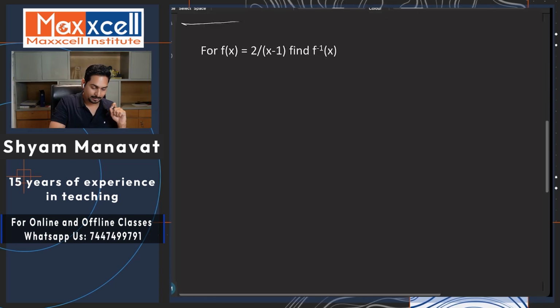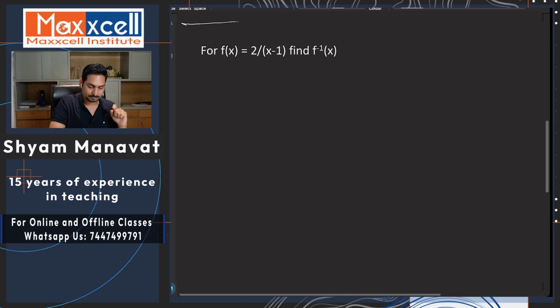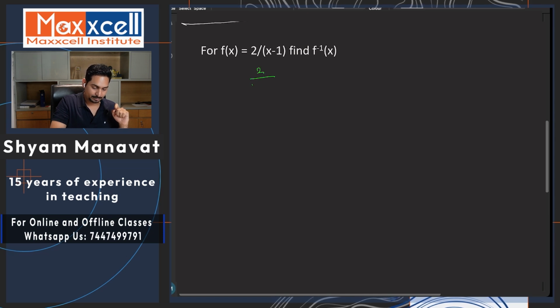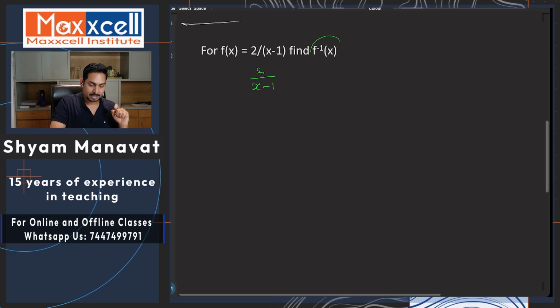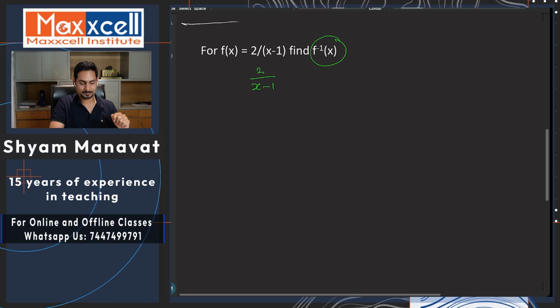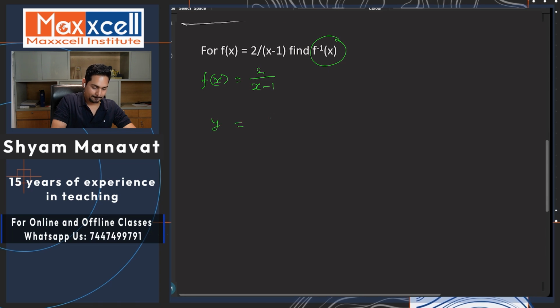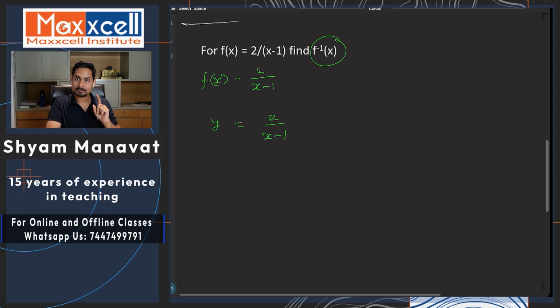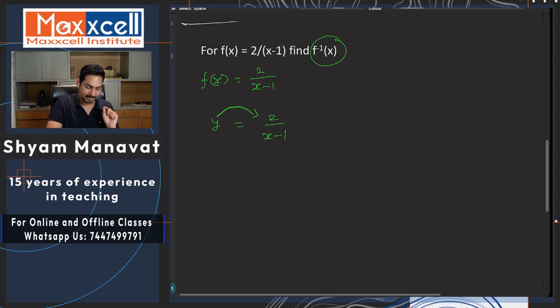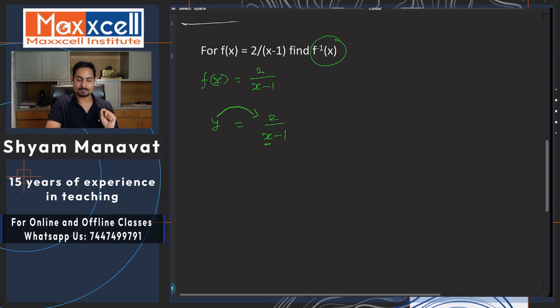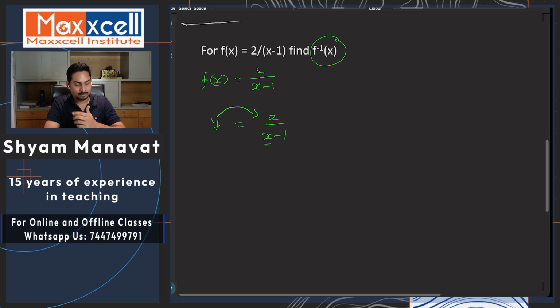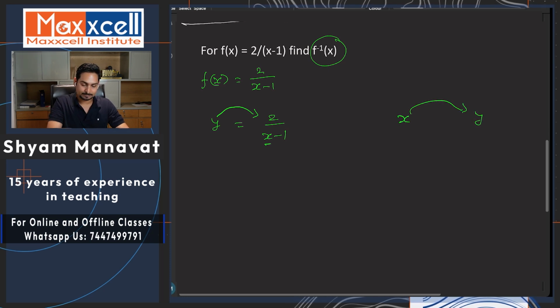So here we have f of x equal to 2 upon x minus 1, and we need to find the inverse function. Okay, so what do we do here? First, let's say this f of x is nothing but y, and y equals 2 by x minus 1. So we have the value of y in terms of x. We want the value of x in terms of y. We have to reverse it. Then we'll have the inverse function.